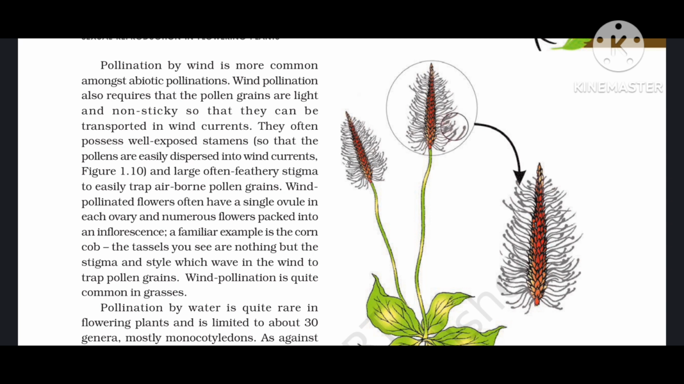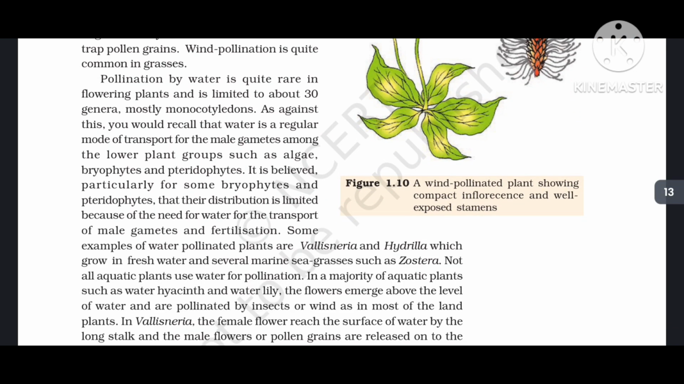In another group of water pollinated plants such as sea grasses, female flowers remain submerged in water and the pollen grains are released inside the water. Pollen grains in many such species are long, ribbon-like, and they are carried passively inside the water. Some of them reach the stigma and achieve pollination. In most of the water-pollinated species, pollen grains are protected from wetting by a mucilaginous covering.